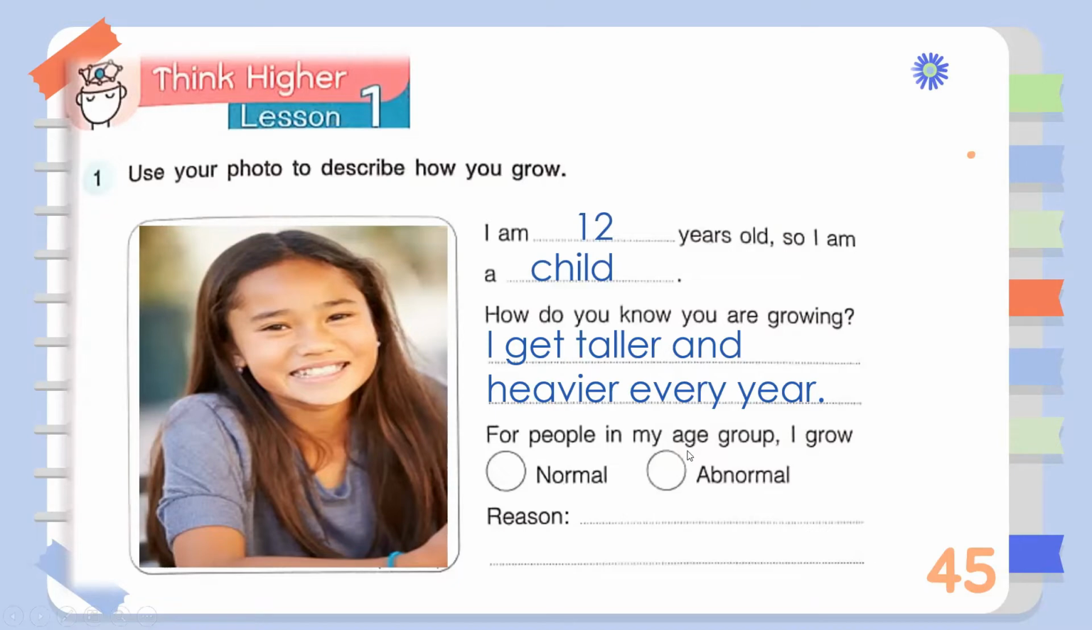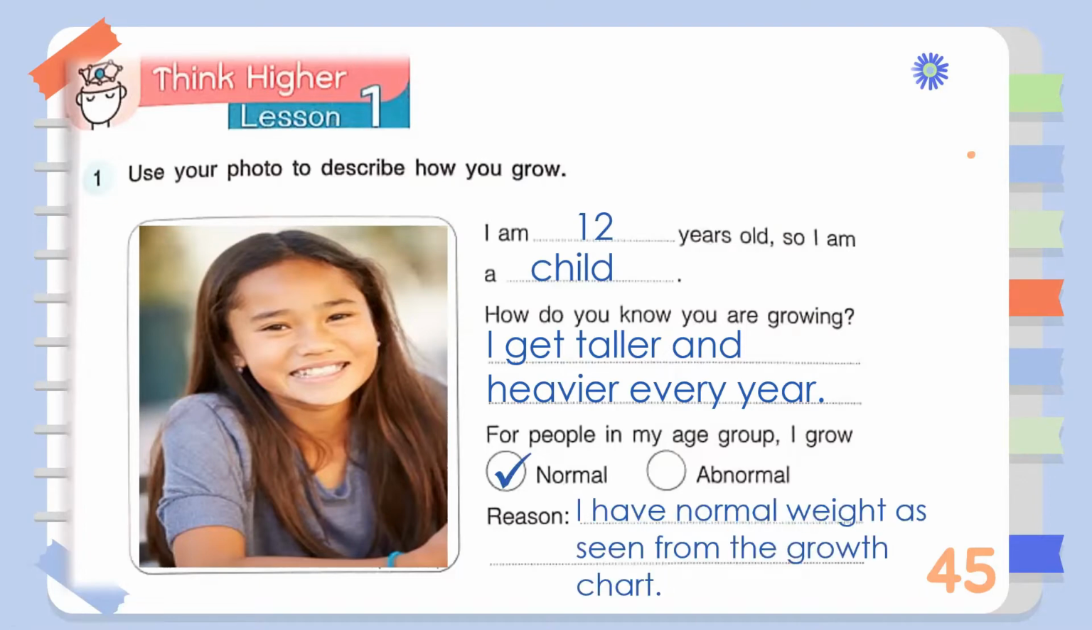To find out if you grow normally, you can check your growth on the growth chart. Let's say you get taller and heavier every year, so you tick the normal circle. Now, what is the reason why? Let's say I have normal weight as seen from the growth chart. These are all just examples.